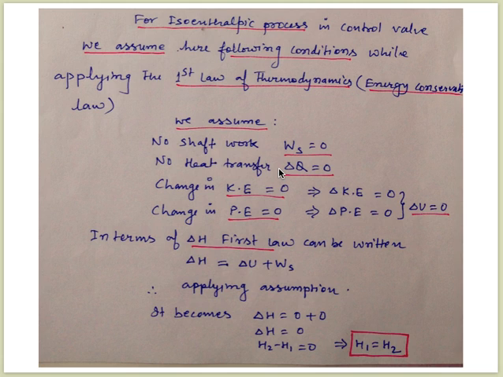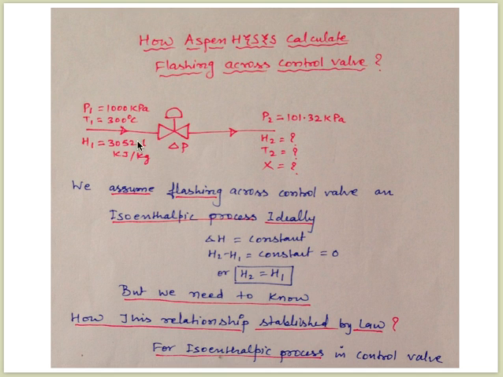We consider that there is perfect insulation, so no heat transfer occurs from system to surroundings or from surroundings to system. So delta Q equals 0. We also consider that the change in kinetic energy is 0 and the change in potential energy is 0, because we are considering the inlet and outlet pipes long enough that the fluid velocity here is the same as the fluid velocity here.